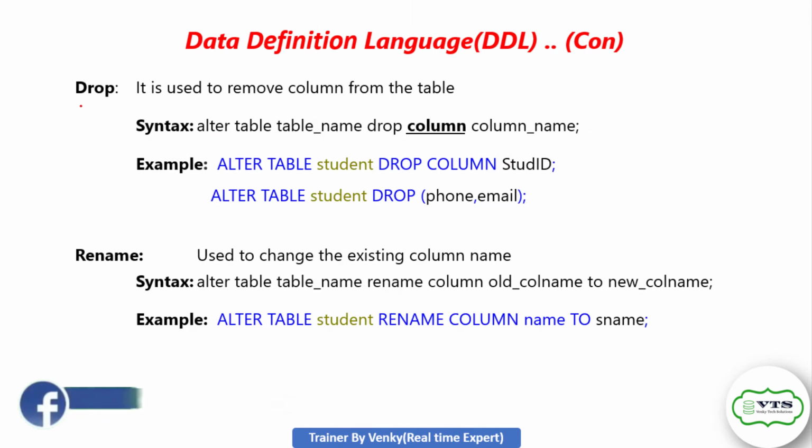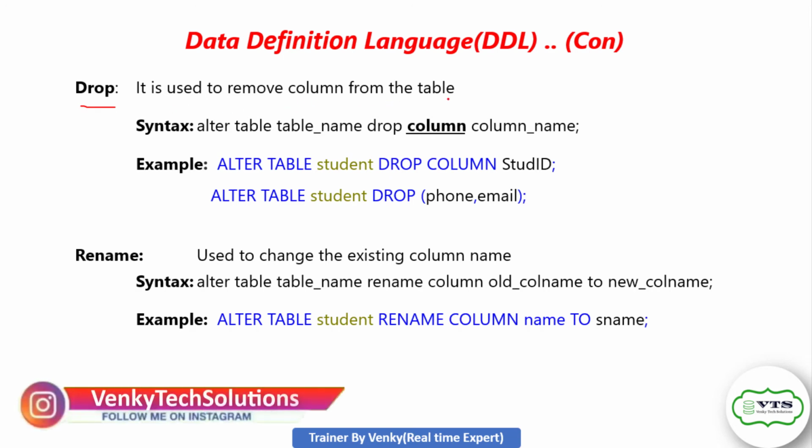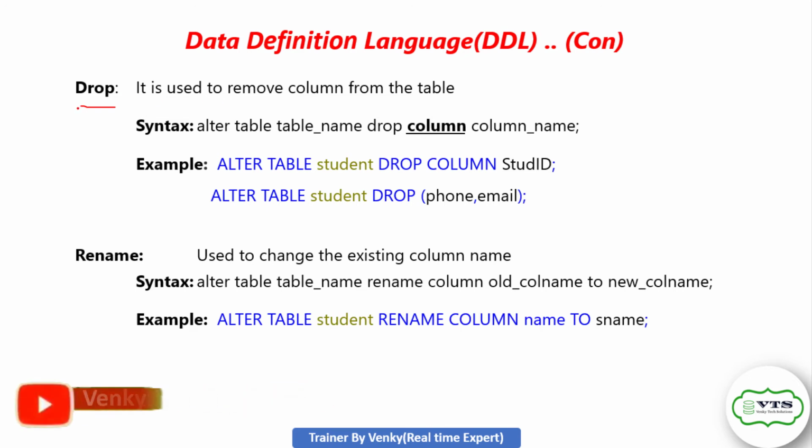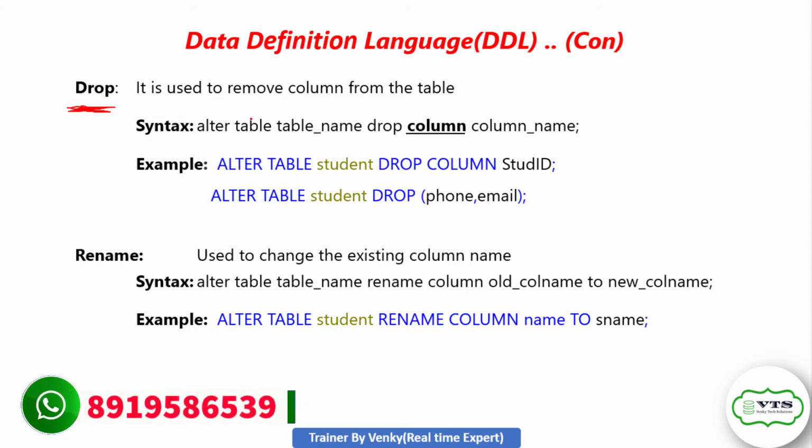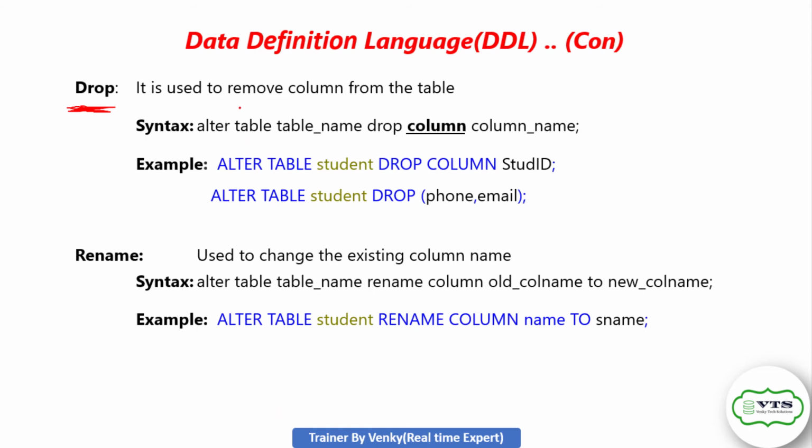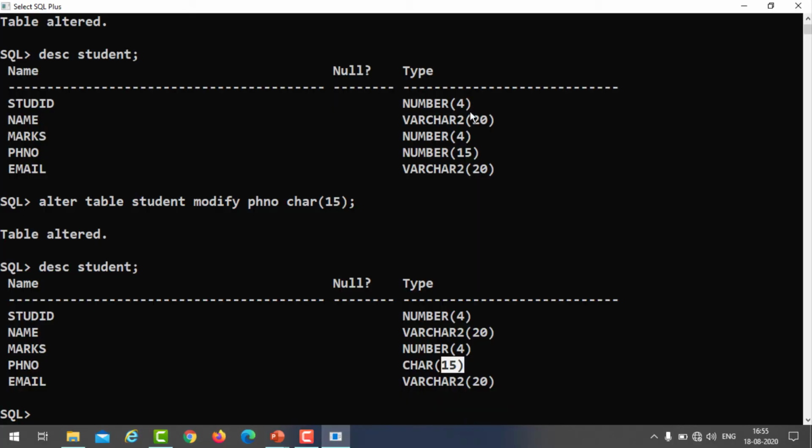Next, drop. Drop is used to remove a column from the table. Syntax. Here this drop is a keyword, not a command. If it is a command, there will be a different way you have to use it. I will explain these two concepts again there, but you can learn here also. Drop and rename. Drop is used to remove a column from the table. For example, you have added one more column, phone number 1, with number data type.